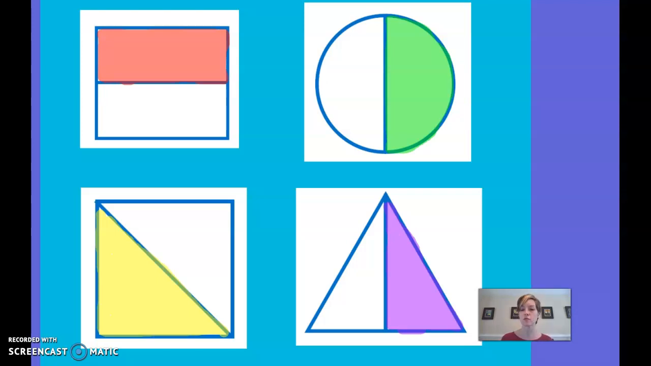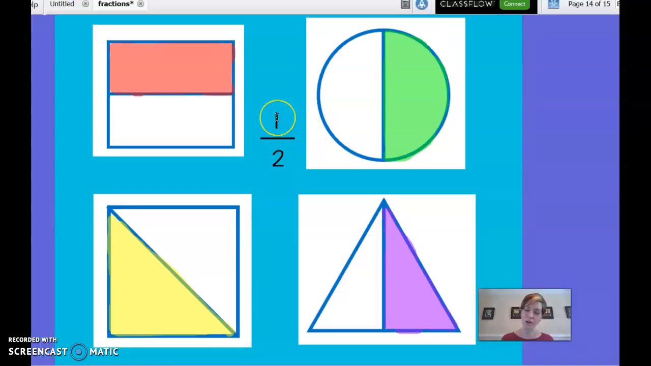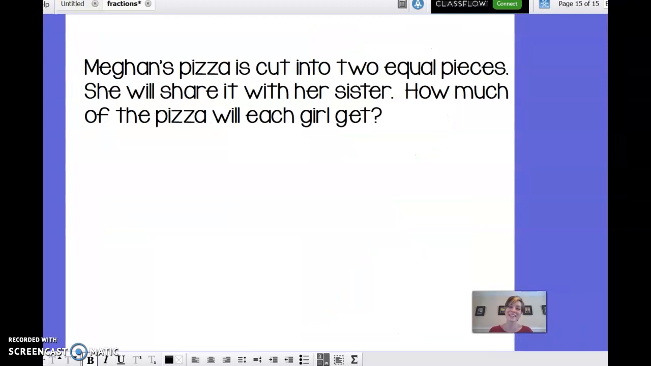Well, who remembers how to write with a number the fraction that shows how much of each shape I have colored in? If I wanted to write with numbers showing that I've colored in 1/2 of each shape, what would that look like? So remember, the number that goes on the top, that's the piece that we have colored. We've colored 1 out of 2. I have 2 equal parts all together, and 1 out of 2 has been colored, or 1/2. That's our fraction.